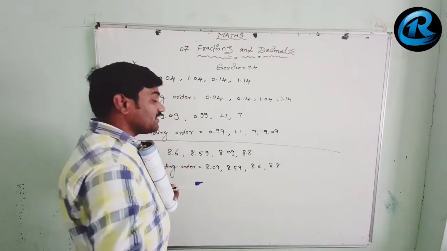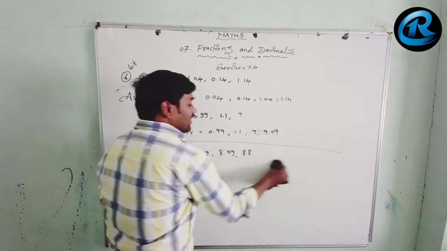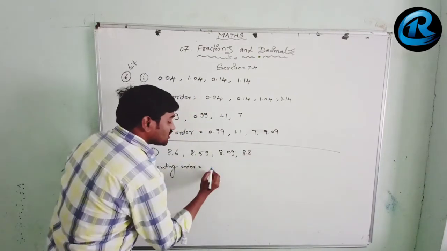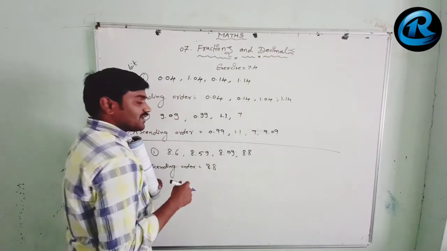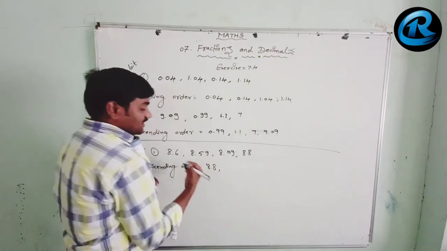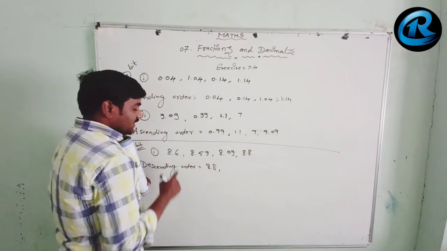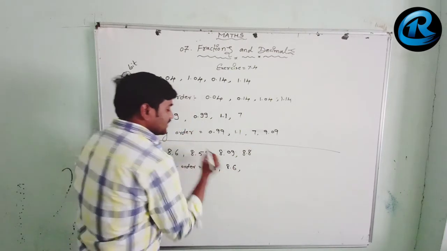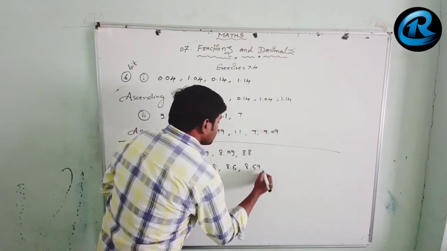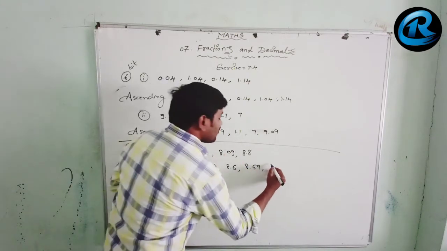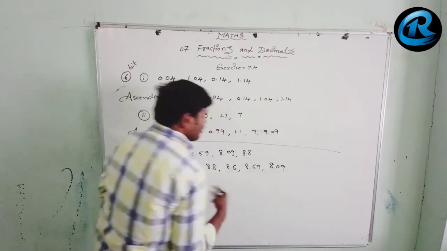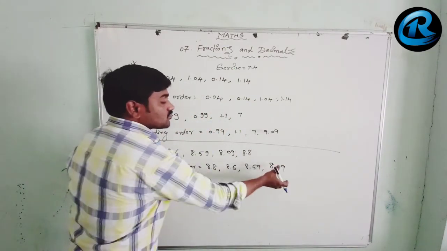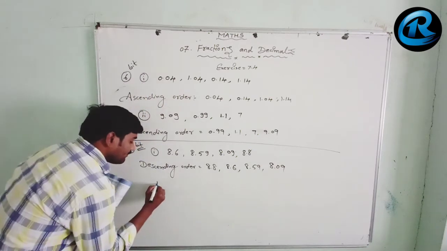Descending order, this is what? Greater value of number to smaller value of the number. See, this is a mistake, you should not do it. That's why I wrote like that. Now the greatest number is 8.8. Then we get 8.6. Smaller than this is 8.59. Then smaller than this, the smallest value of the given numbers, that is 8.09. Now these numbers are in the descending order, greatest value of the number to smallest value of the number.